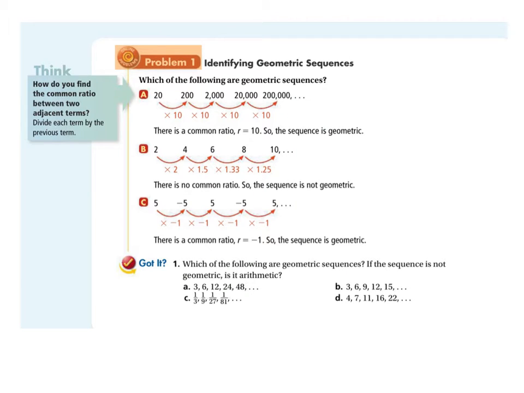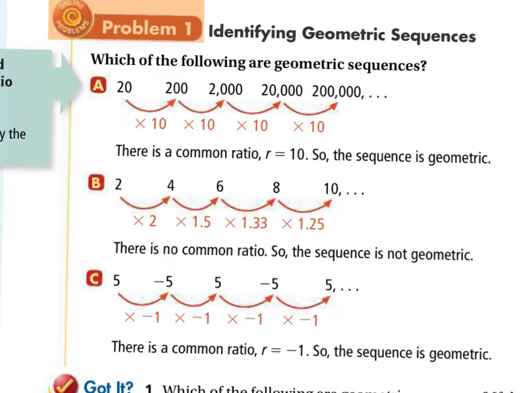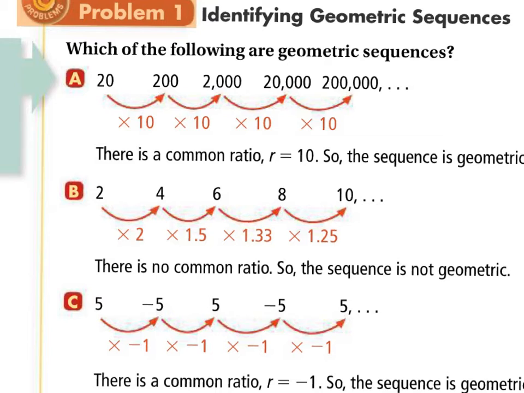So if you look at problem 1, it talks about identifying geometric sequences. They're just asking which of these are geometric sequences. So you can see in part A, every time they're multiplying by 10. If they're multiplying by the same number every time, that's a geometric sequence. So on A, that's geometric because they're multiplying by 10 every time. The common ratio would be 10, and so it is geometric.